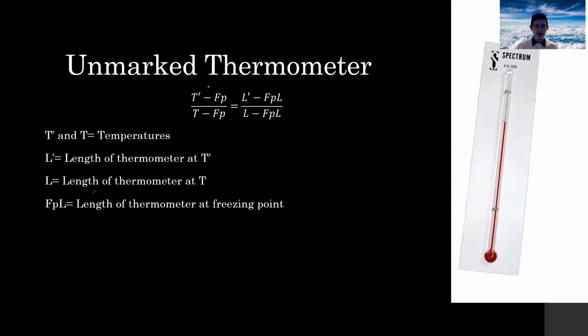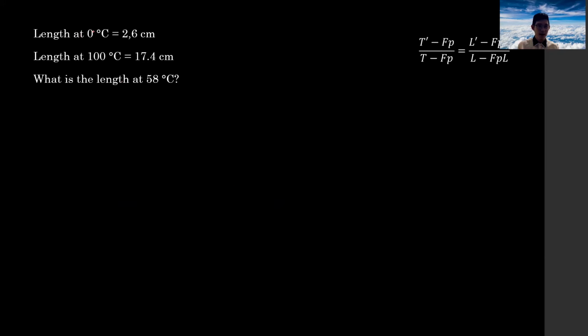This is kind of hard to understand if it's only the formula, so let's try some questions. The length at 0 degrees Celsius is 2.6 centimeters. 0 degrees Celsius is the freezing point of water. So we can write the length FPL is 2.6 centimeters. Next, we have temperature 100 Celsius, and when the temperature is at 100 Celsius, the length is 17.4. So L is 17.4 centimeters.